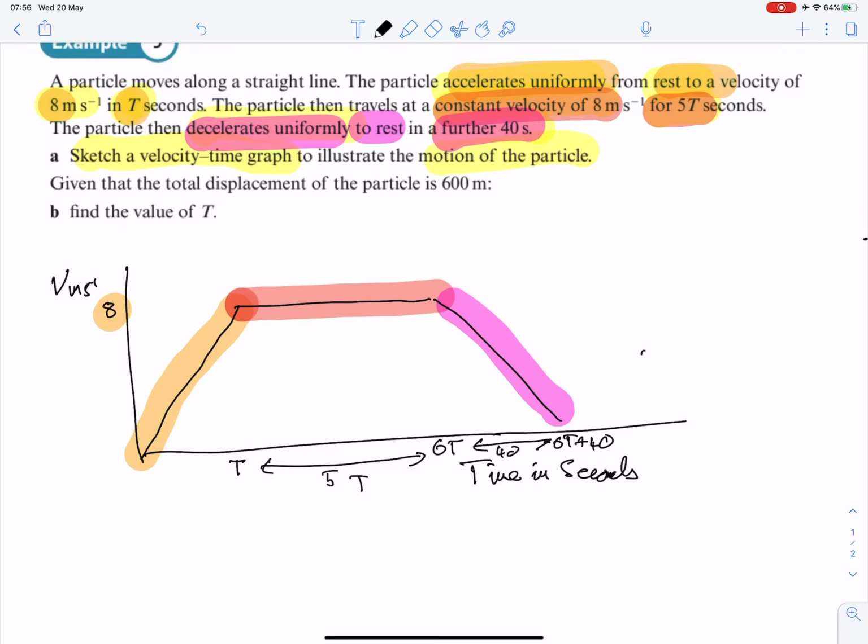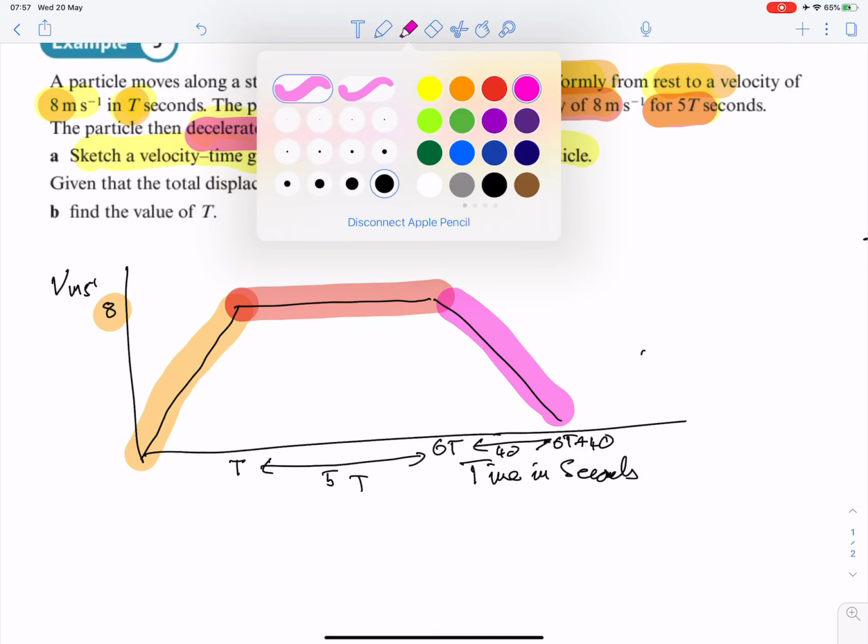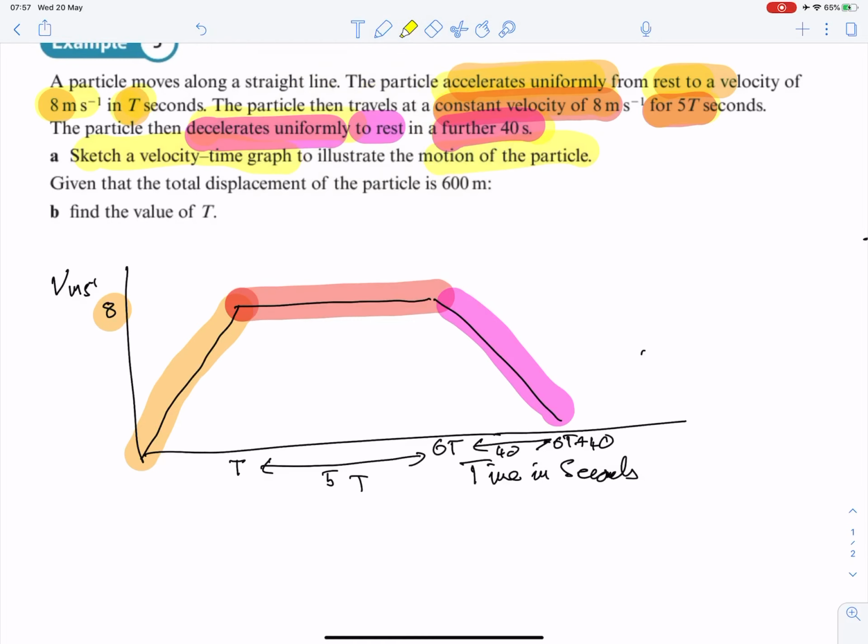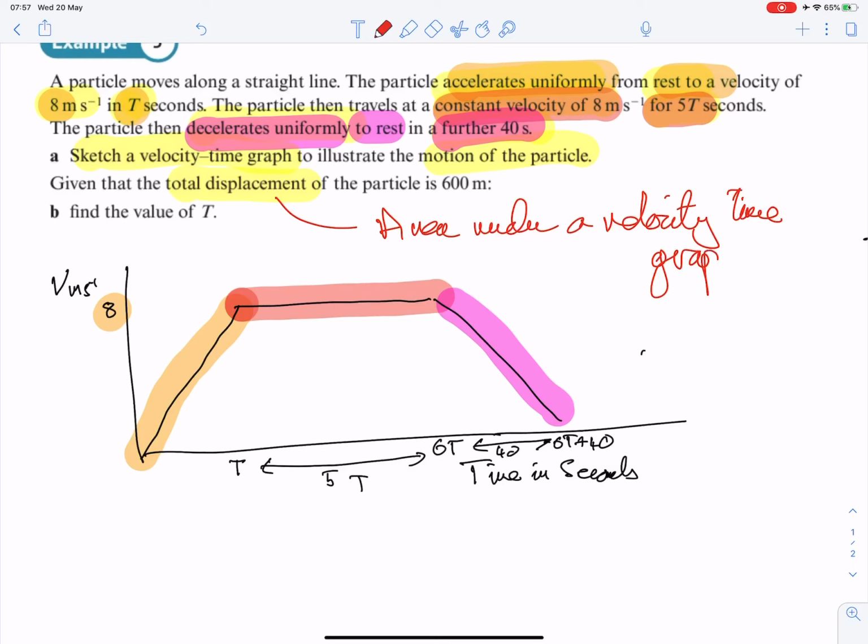Okay, given that the total displacement of the particle is 600 meters. So total displacement, as soon as you see that word displacement, we should be thinking that is the area under a velocity time graph, as our key information, the factual knowledge that we need to answer the question. And we're told on this occasion it's 600 meters. Find the value of t.